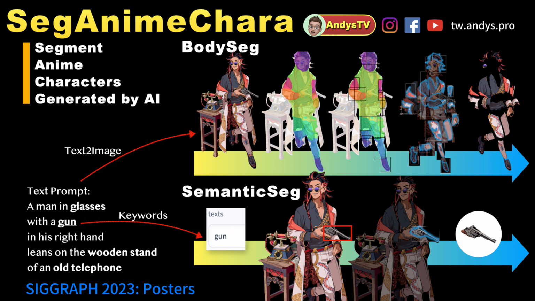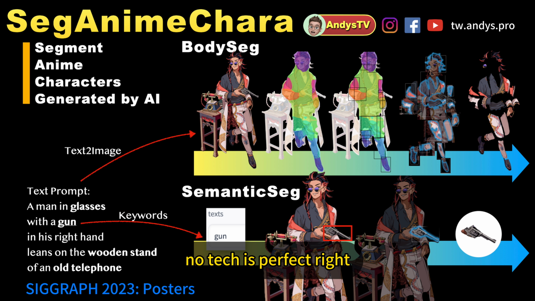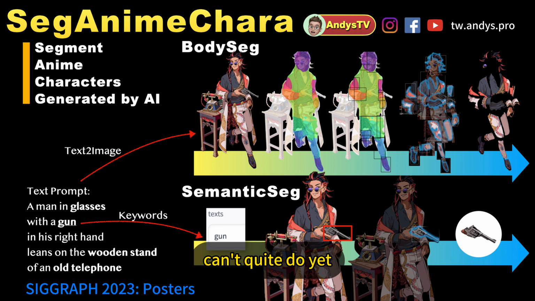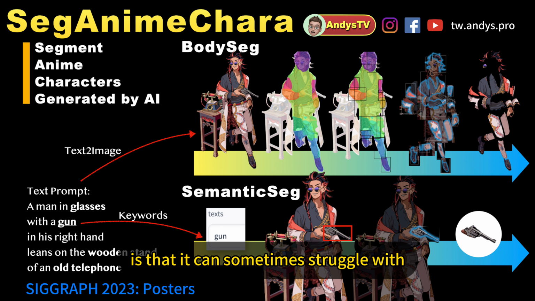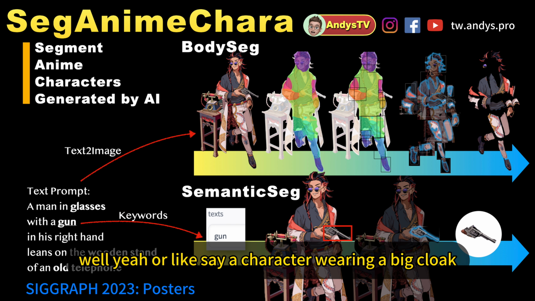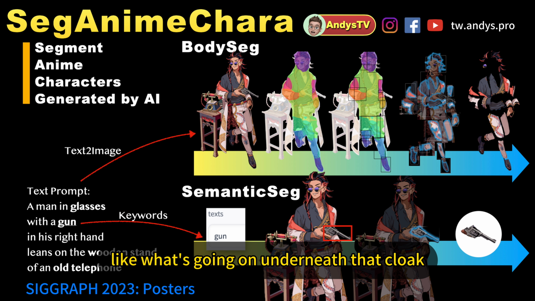Okay, you've convinced me. This is a big deal. I'm sold. But I do have to ask. Let's be real. No tech is perfect, right? What are we still figuring out? Like, what are those things that SegAnimeChara can't quite do yet? So one thing that the researchers mentioned is that it can sometimes struggle with hidden body parts. Hidden body parts? Like under the clothes? Well, yeah, or say a character wearing a big cloak. Right now, the system might not perfectly predict what's going on underneath that cloak.